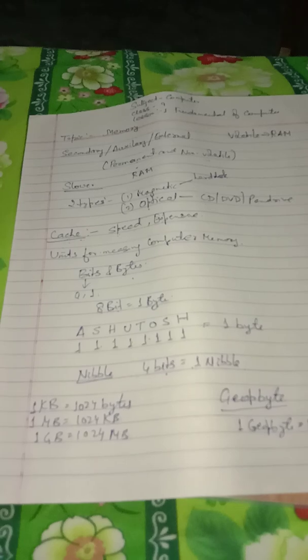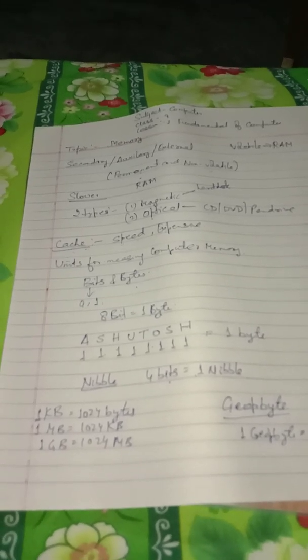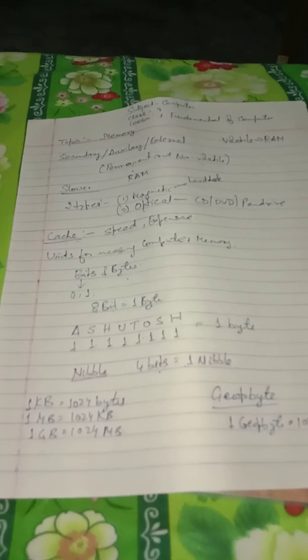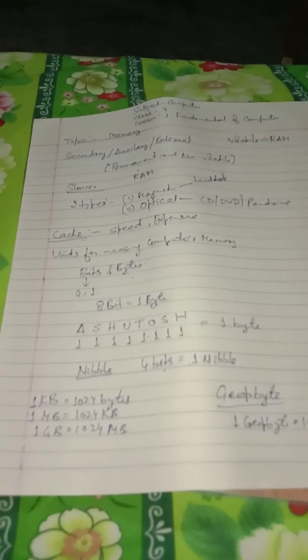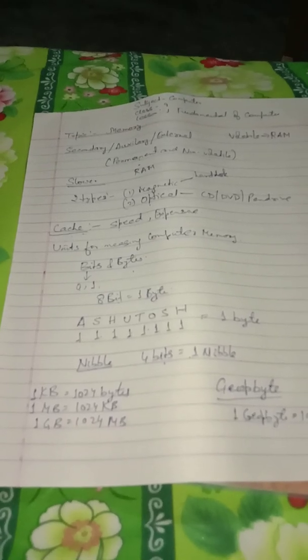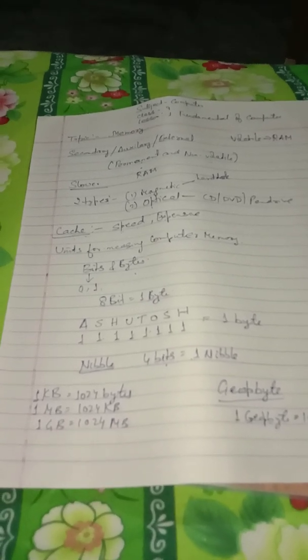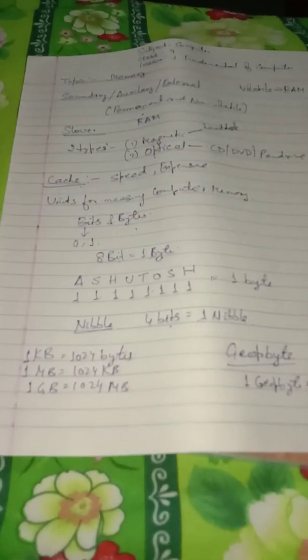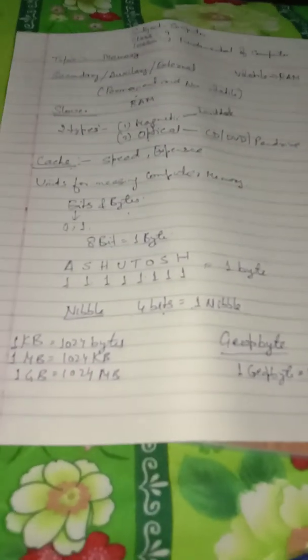So we will be discussing the communication technology topic in the next videos. Till now I have explained the memory, the different types of memory, primary memory, secondary memory, cache memory, their characteristics, and the different units that are used for measuring the computer memory.